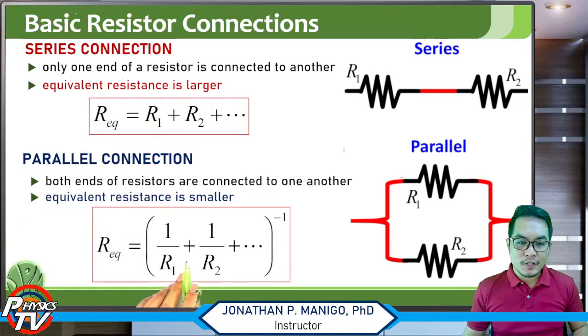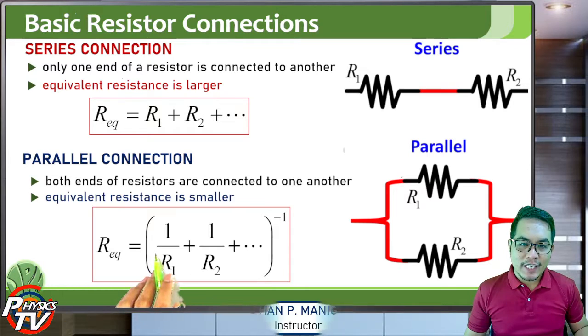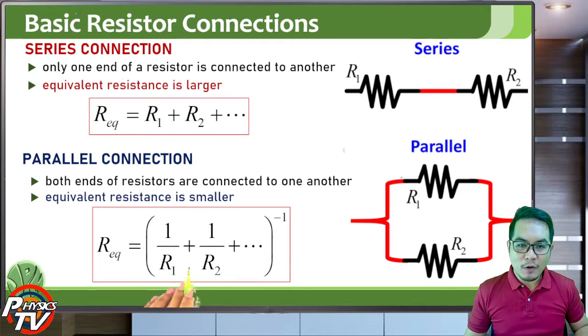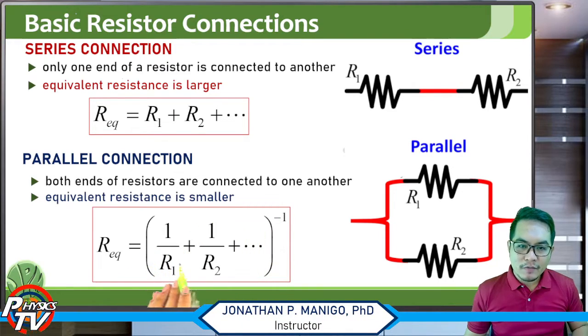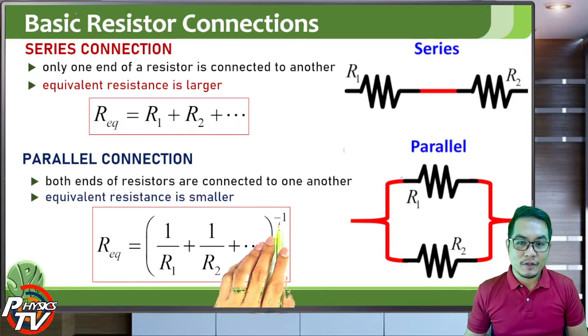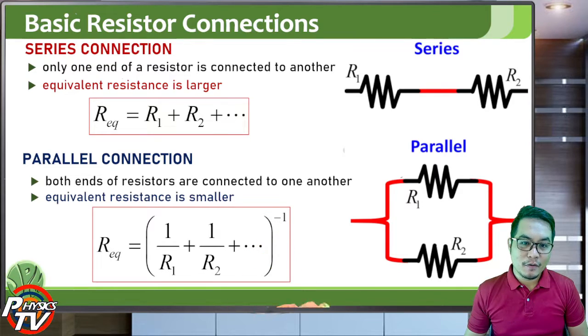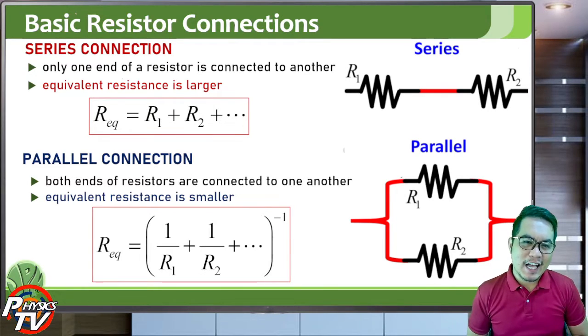So the equivalent resistance for resistors connected in parallel is this one: 1 over R1 plus 1 over R2, and then after you add all of the inverse resistances, you take the inverse, or raise it to the power of negative 1. So that one. So what's the purpose of connecting resistors in series and in parallel?